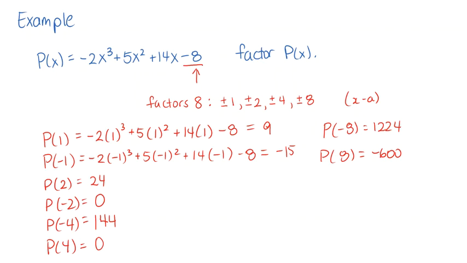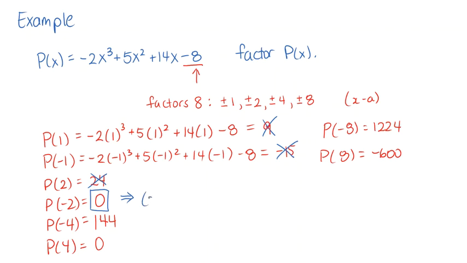Okay, so I filled in all the details. So for when I plug in 1, I get 9. So that means this one is not going to be a factor. If I plug in negative 1, I get negative 15. Not going to be a factor. Same thing here. The remainder when I plugged in 2 is 24. But here I get a remainder of 0.